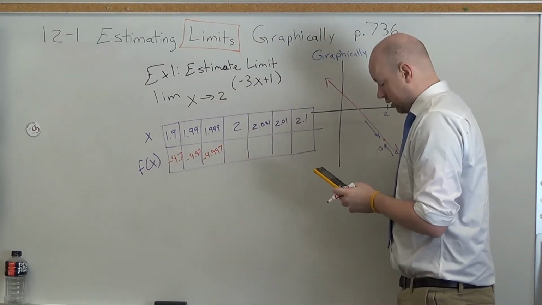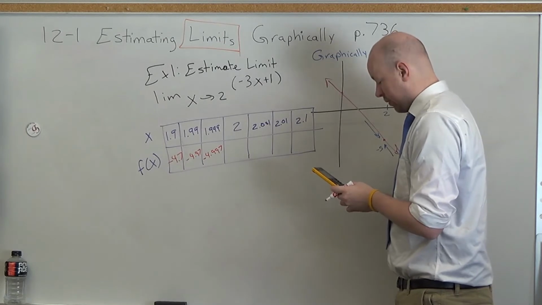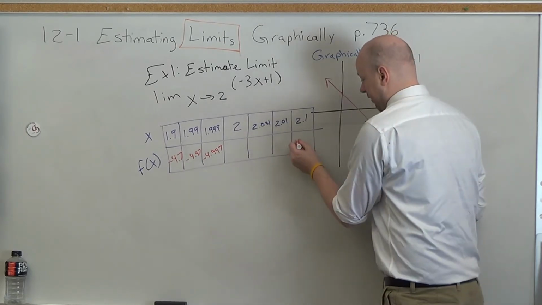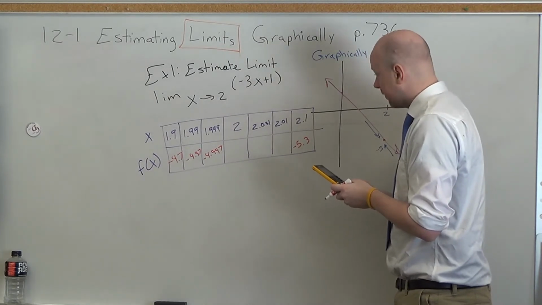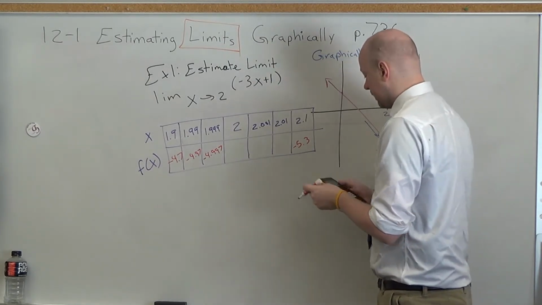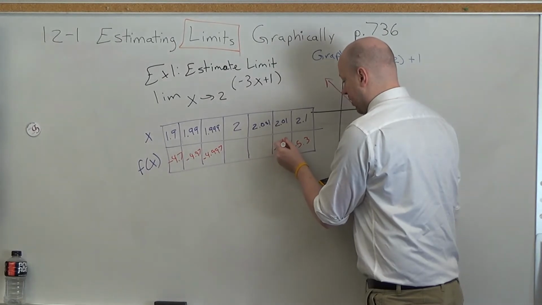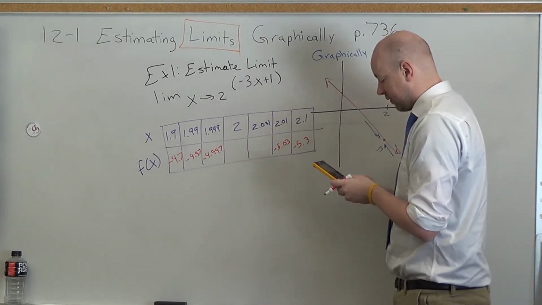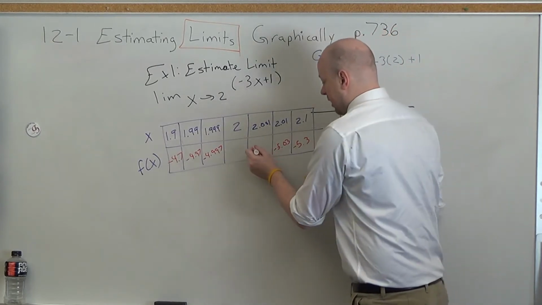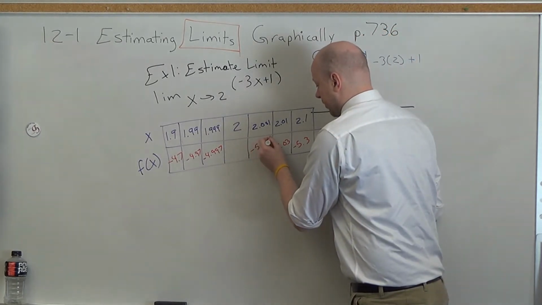2.1 times negative 3 plus 1 gives us negative 5.3. 2.01 times negative 3 plus 1 gives us negative 5.03. 2.001 times negative 3 plus 1 gives us negative 5.003.